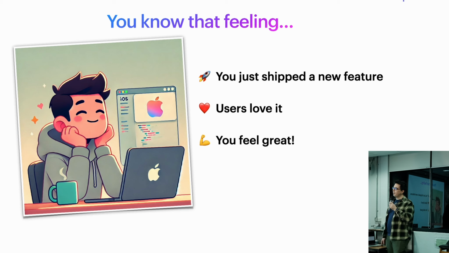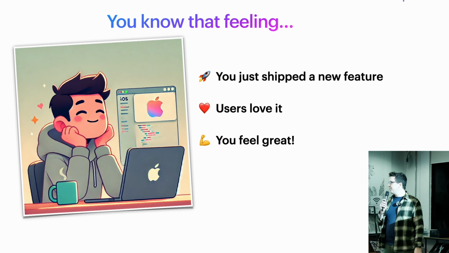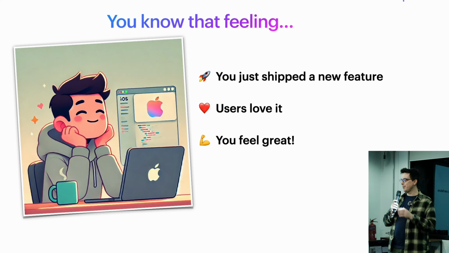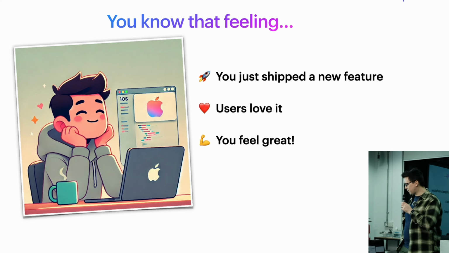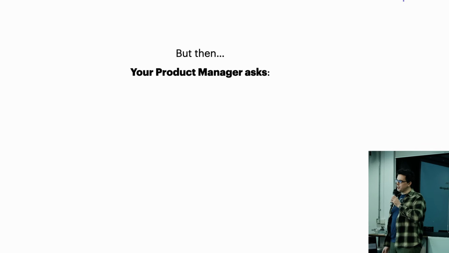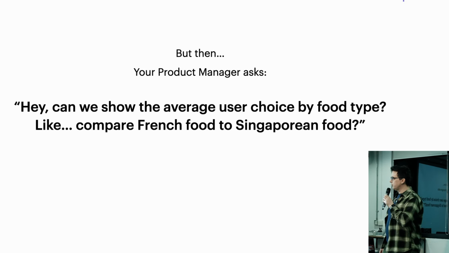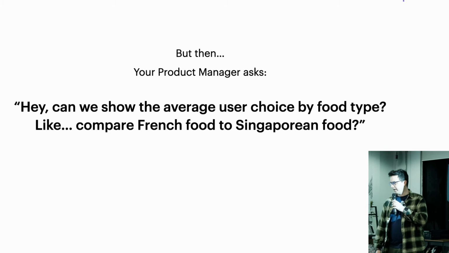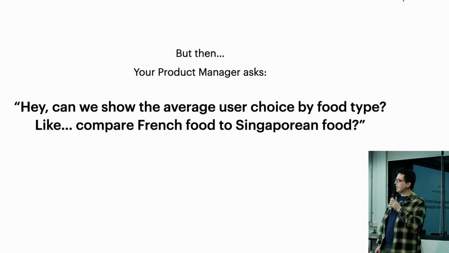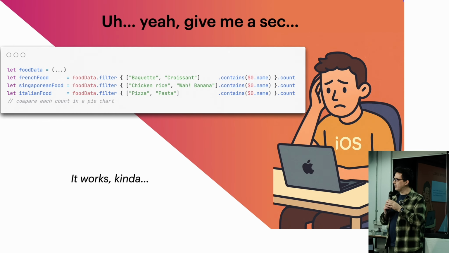Okay, so we all know that feeling, right? You just ship a feature, users love it, and you feel great. But there's always a but. But then your product manager asks something like, can we show the average user choice by food type, like compare French food to Singaporean food? And you're like, oh yeah, give me a second.